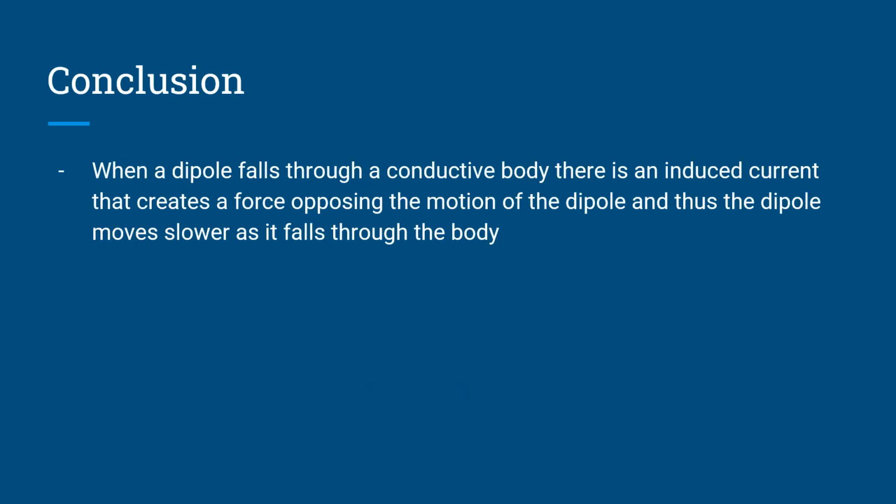In conclusion, when a dipole falls through a conductive body, there's an induced current that creates a force opposing the motion of the dipole, and thus the dipole moves slower as it falls through the body.